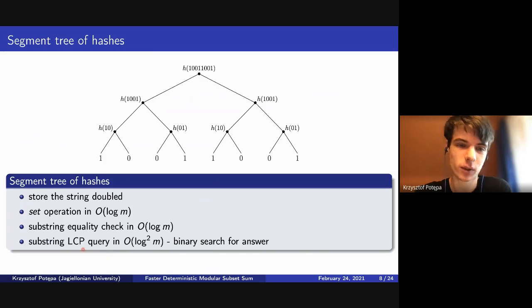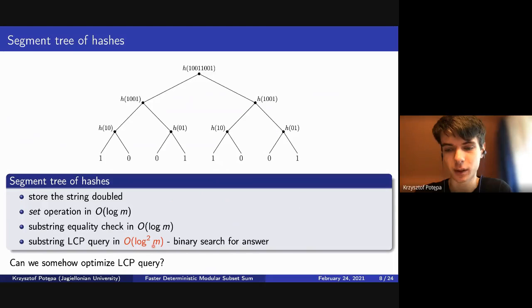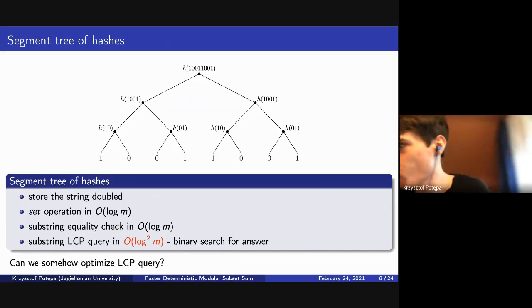And with an LCP query, we can simulate the diff operation, finding the first difference, the second difference, and so on. So if we use this, then the bottleneck is the LCP query, which runs in log squared time, and we would get that m log squared algorithm for modular subset sum if we were to use this. So we want to somehow optimize the LCP query.